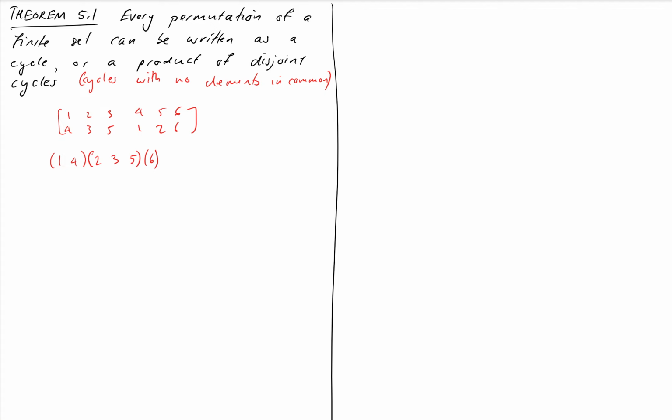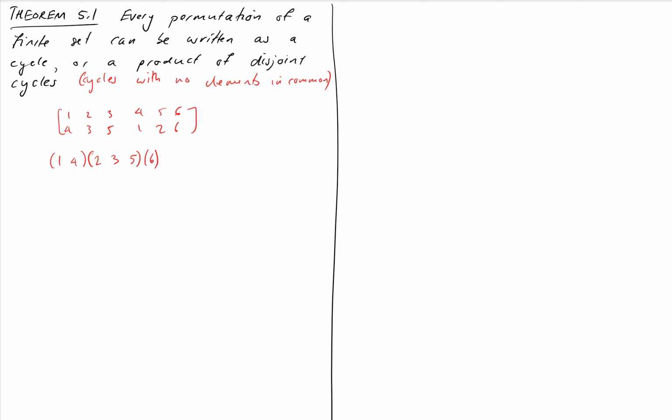This process automatically gives us a cycle, either a single cycle if everything was involved, or a product of disjoint cycles. We never get any two numbers appearing in the same cycle, just exactly by the way we constructed it. So the proof, if you follow along in Gallian, essentially formalizes that process and uses letters to do the same thing as we just did.